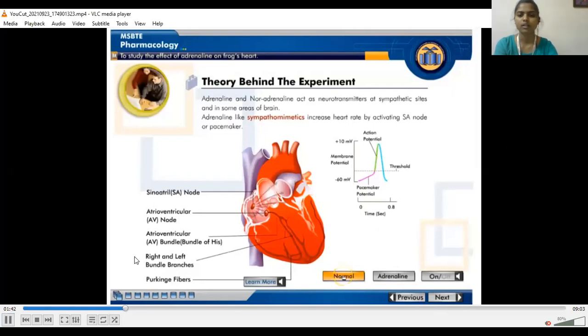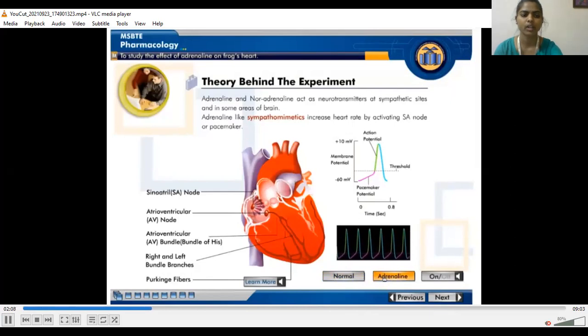Okay, so here, when we click on the normal button, the normal activity of the heart shows responses with equal distance between two heart rates. See in that graph, there is equal distance between two heart rates in the normal condition. While when we administer adrenaline, the heart shows a fast response, or the responses are increased. So this is the difference between the normal heart rate and the heart rate after administration of adrenaline. It shows an increasing order.